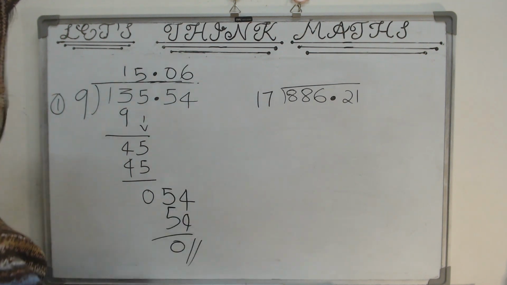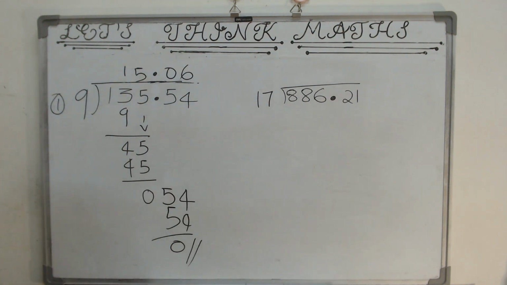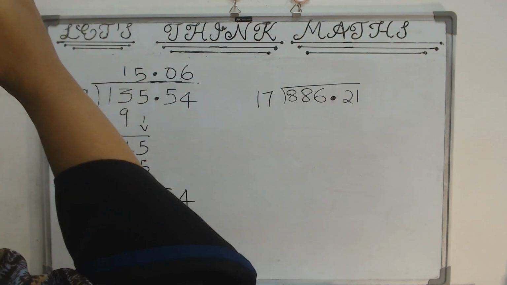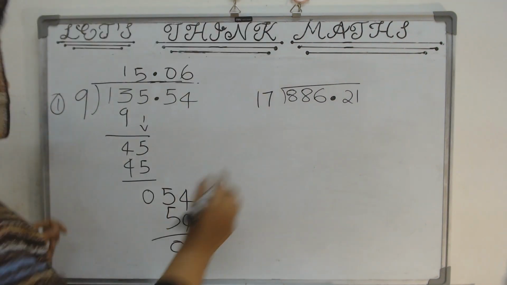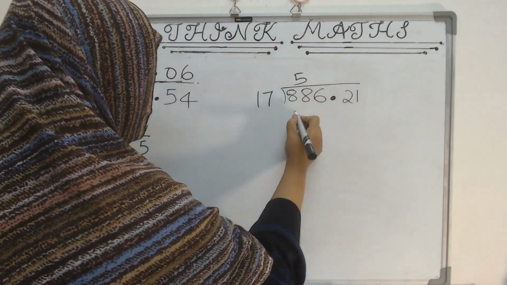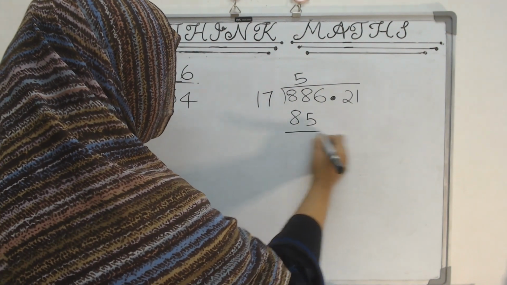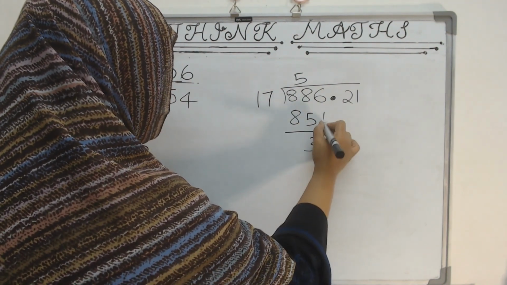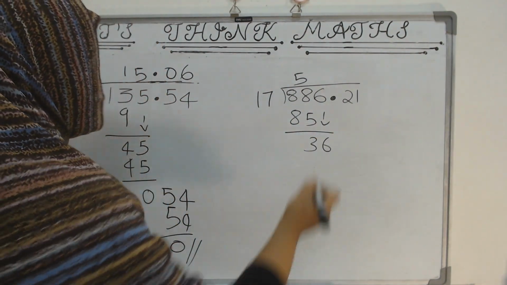Here the divisor is 17. Again, it is a whole number. 17 tens are 170. So half of that would be 85, right? So that is 85, 3. This one comes here. 17 twos are 34.